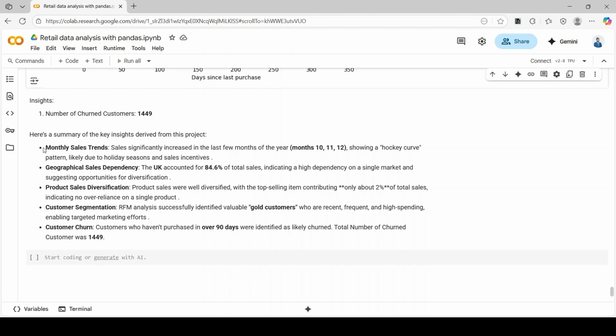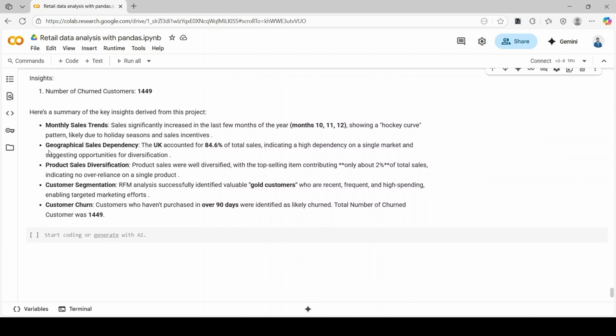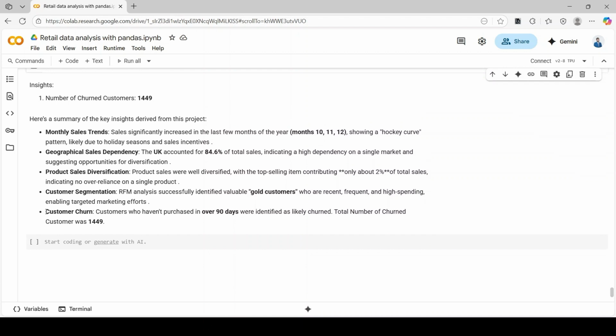Number 1, the monthly sales trend, which increased in the last quarter of the year due to holidays, and then geographical sales dependency on the UK market. And the third insight was that the company had product sales diversification already available. And the fourth insight was that the customer segmentation had enough gold customers contributing frequently and with a high spending attribute. And lastly, the customer churn, and the number of churn customers was 1,449.